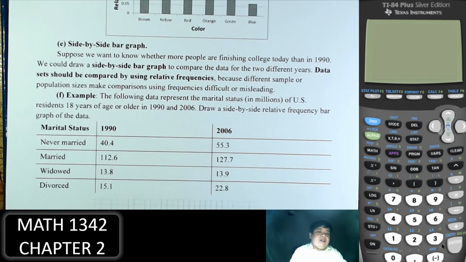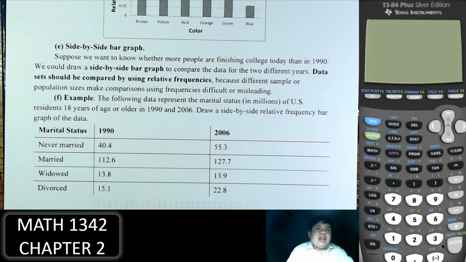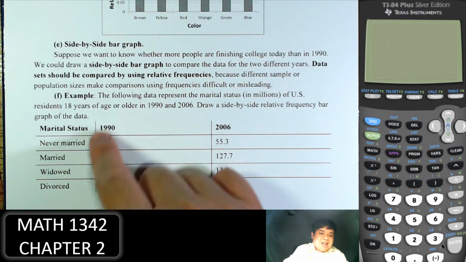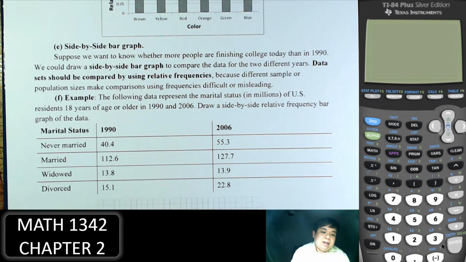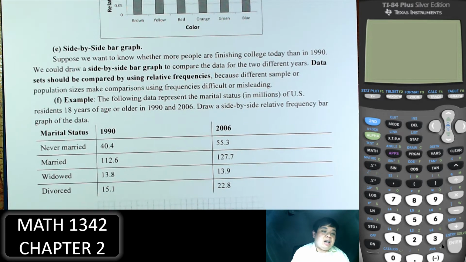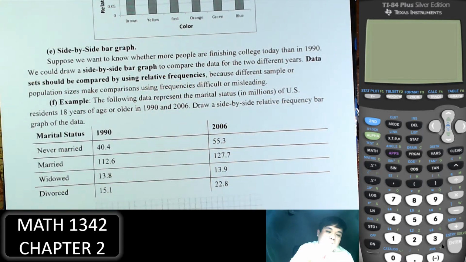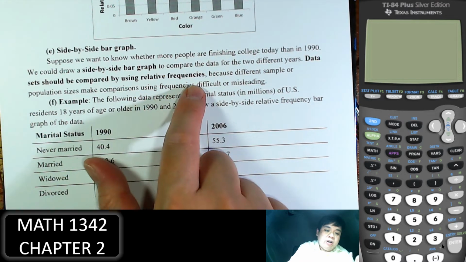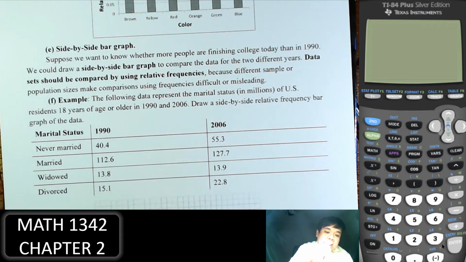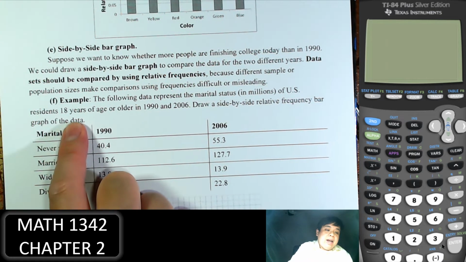Next, we have the side-by-side bar graph. The nice thing about the bar graph is we can put a bunch of different bars for different data sets, and those are called the side-by-side bar graph. Suppose we want to do the comparison between the frequency or relative frequency. Alright, next. Here's an example.